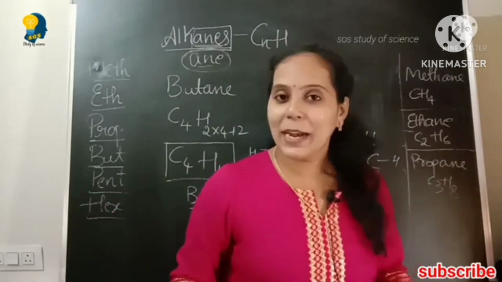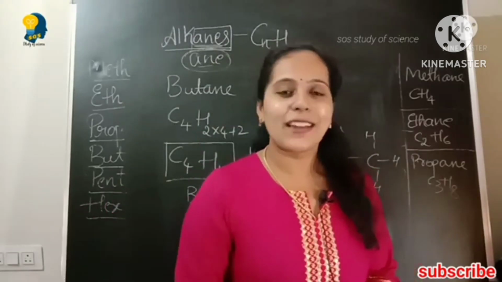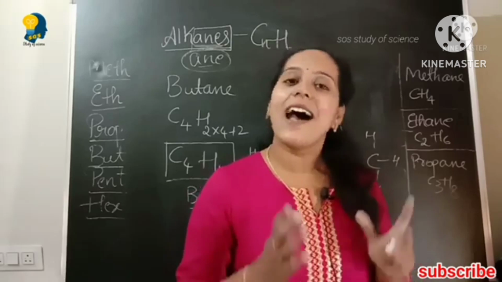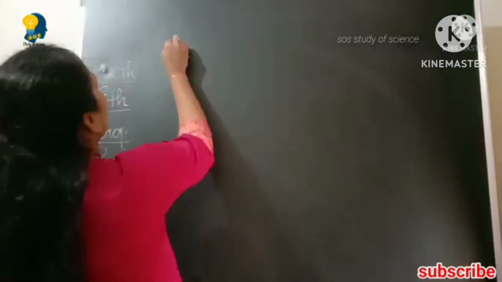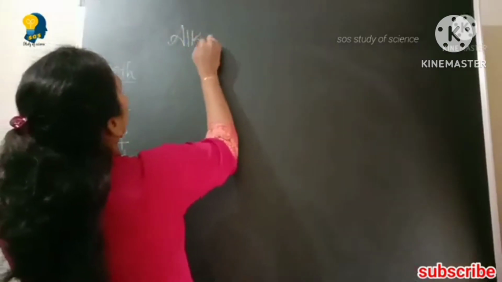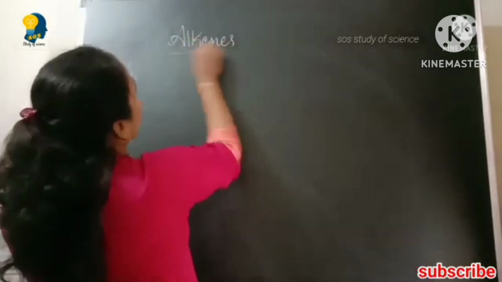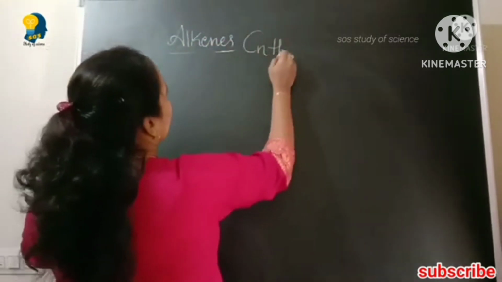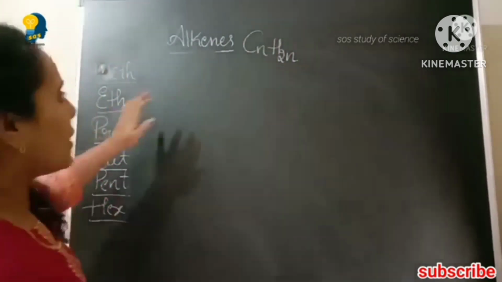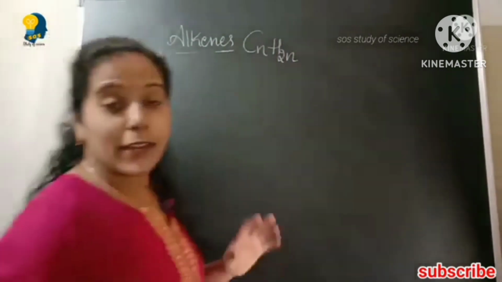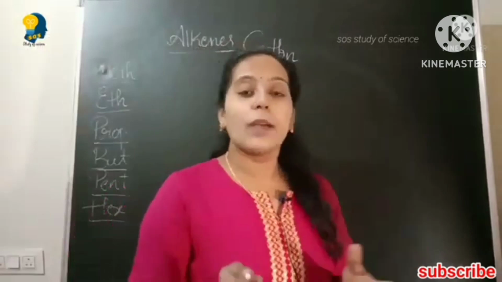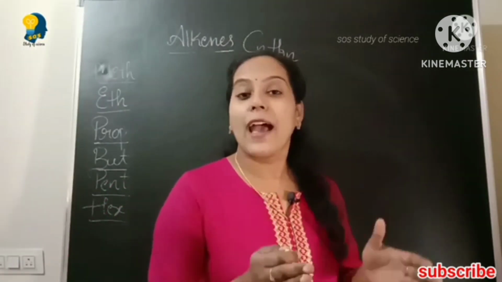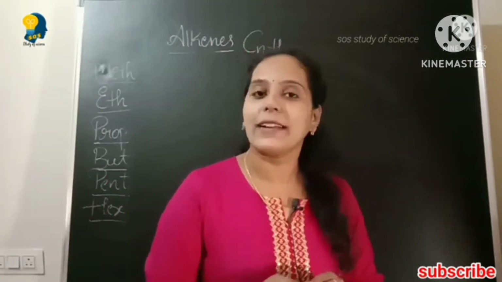Now we have completed the alkanes. So next I am going to start with the alkenes, which is the unsaturated hydrocarbon. Now it is alkenes. Okay. So when I talk about alkenes, its general formula is CnH2n. So CnH2n is its general formula. So now as I told you, when I talk about alkenes, they should have a double bond between the carbon and carbon atom.